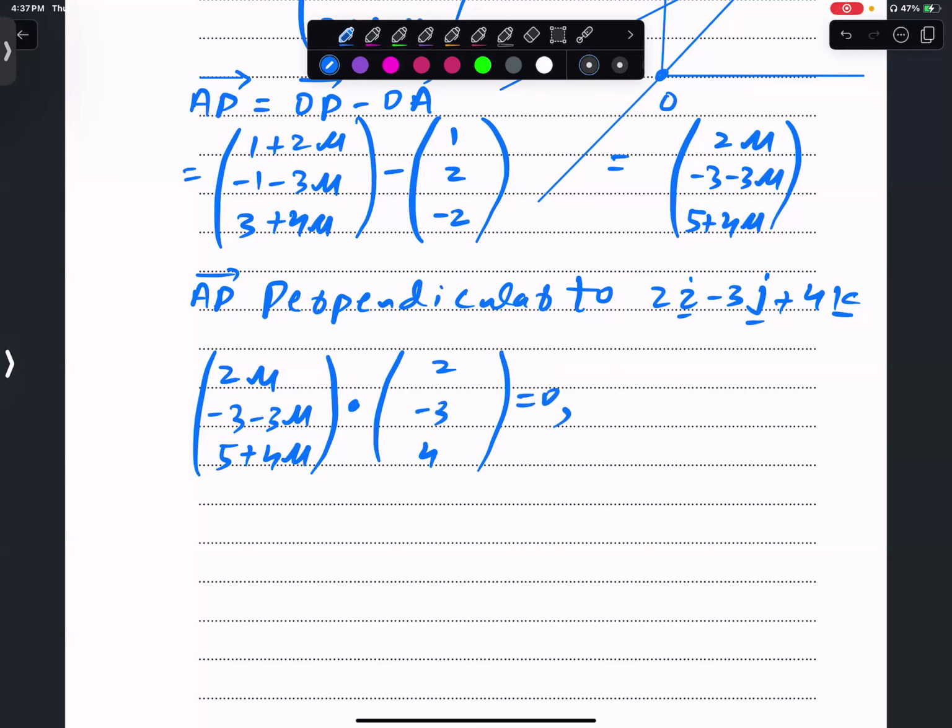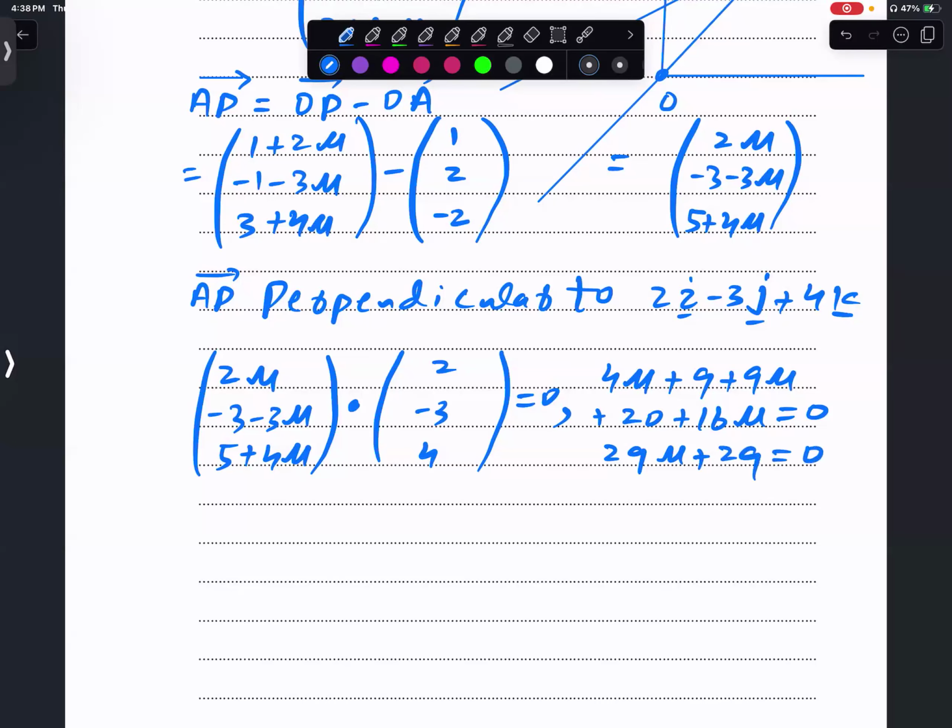So 2 times 2 mu is 4 mu. Minus 3 times minus 3 mu will be plus 9 mu. 4 times 5 will be 20, plus 16 mu, is 0. So 4, 16, 20: 29 mu, plus 20 equal to 0. So you can see that mu is minus 1 here.